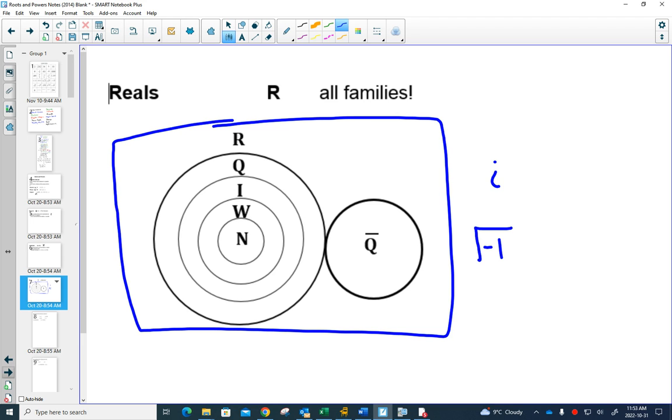And this is what i is equal to. The square root of -1. It's an imaginary number. Is that even possible? It is.